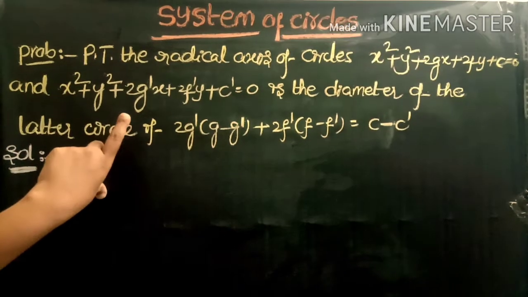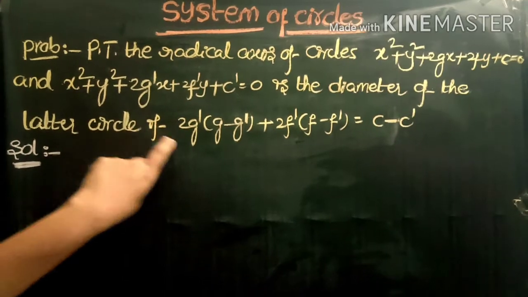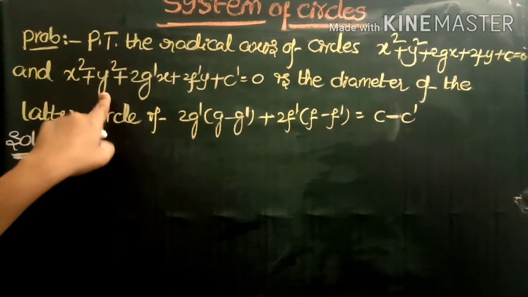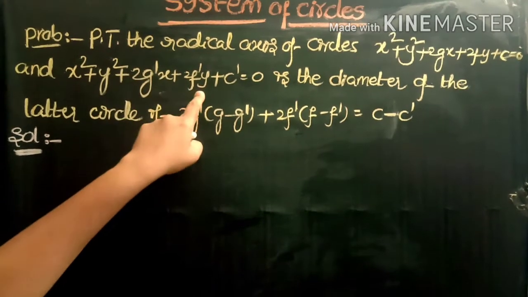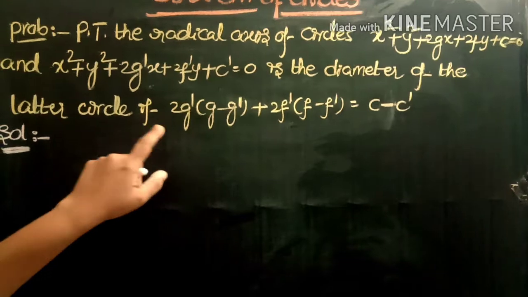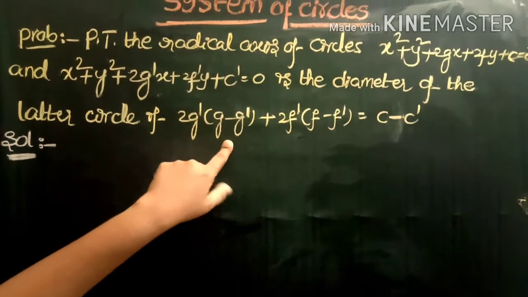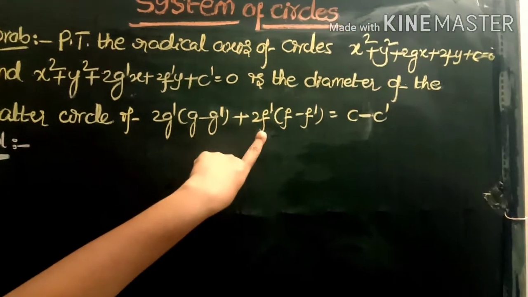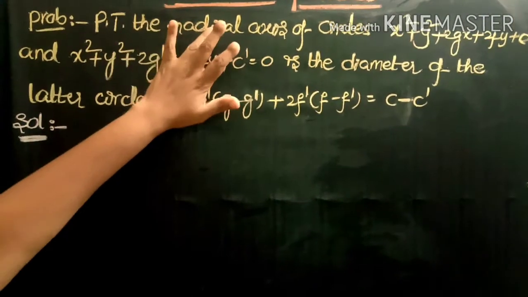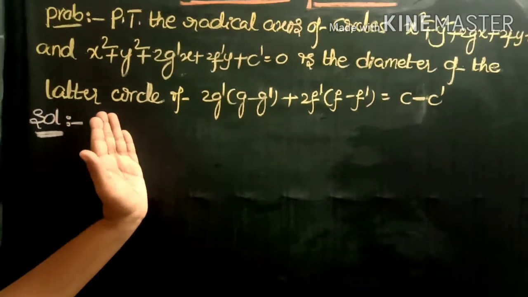Prove that the radical axis of the circles x² + y² + 2gx + 2fy + c = 0 and x² + y² + 2g'x + 2f'y + c' = 0 is the diameter of the latter circle if 2g'(g − g') + 2f'(f − f') = c − c'. So, prove that the radical axis of the two circles is the diameter of the latter circle.